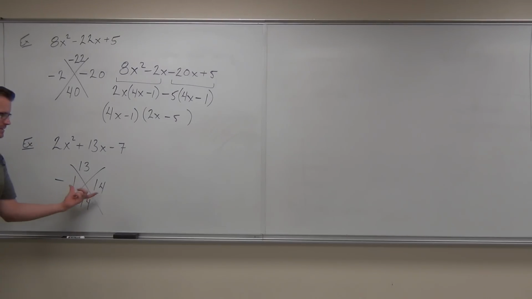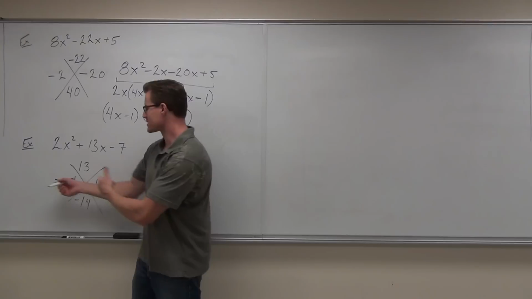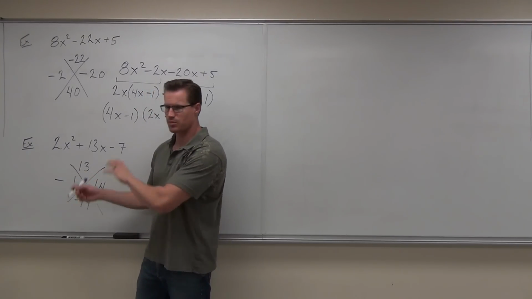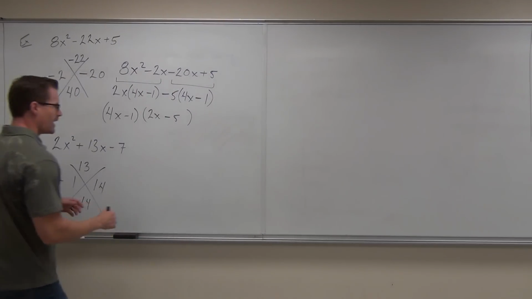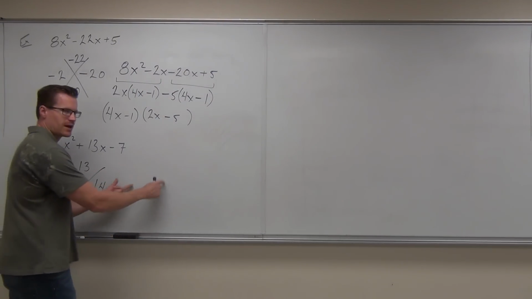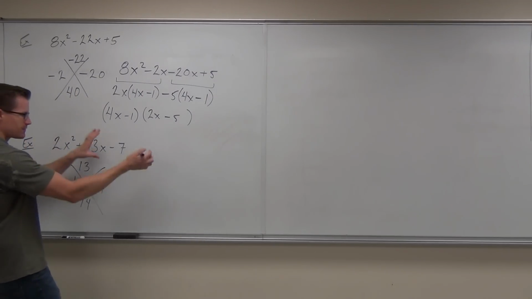Let's double check. Does this add to positive 13? Does it multiply to negative 14? And trust me on this one, you want to check your work before you go any further, because if you mess the sign up and don't check it, your problem's smoked. Okay, you're done. So please check that. Now, I asked you before, but can I go directly to my factors with my shortcut? No, since the A is not 1, we have to do the long way.